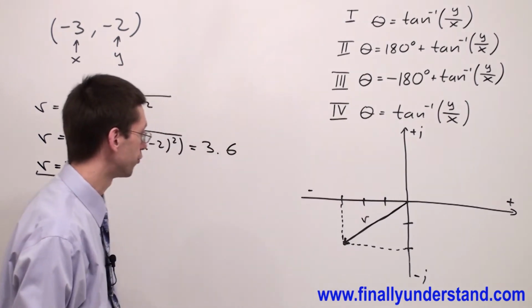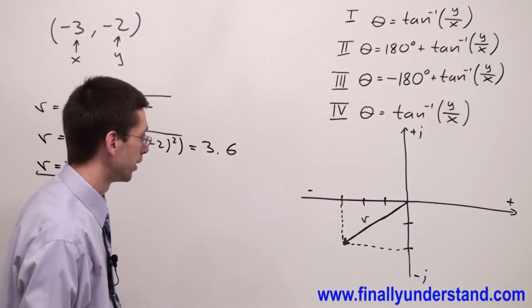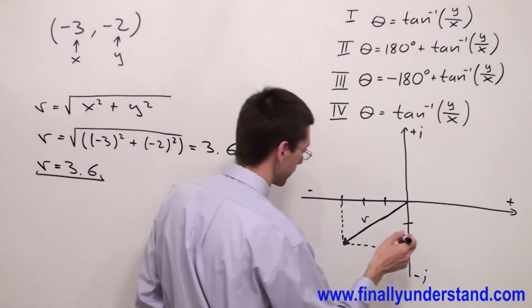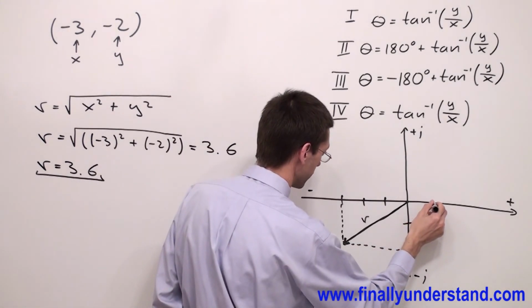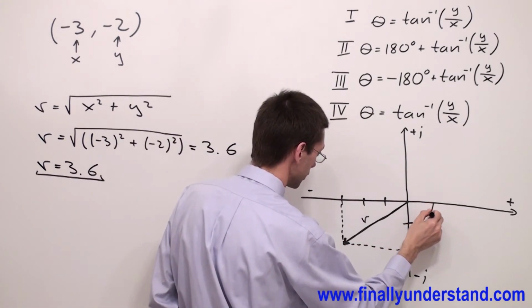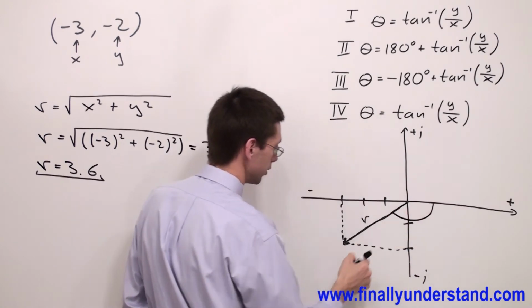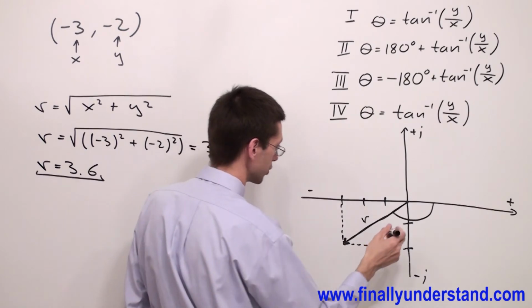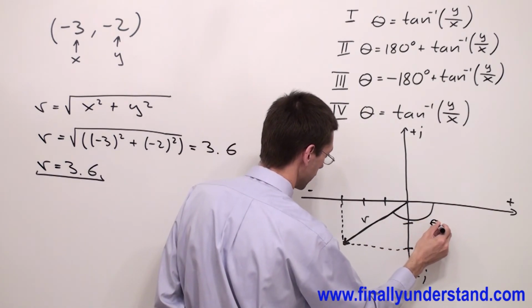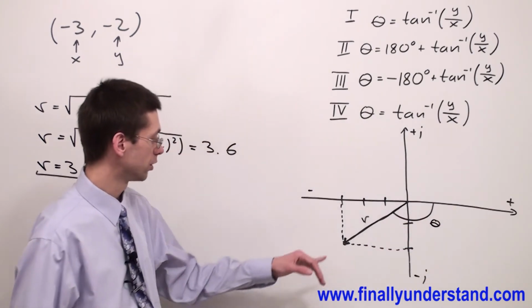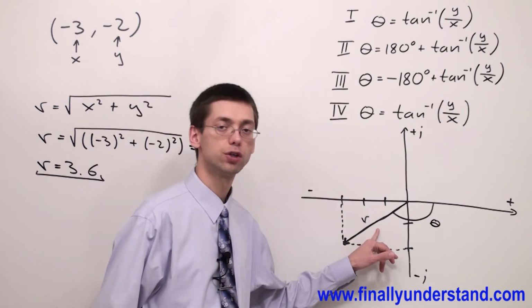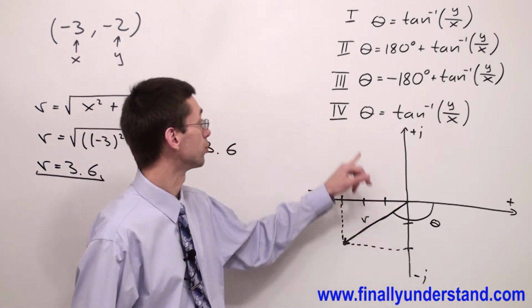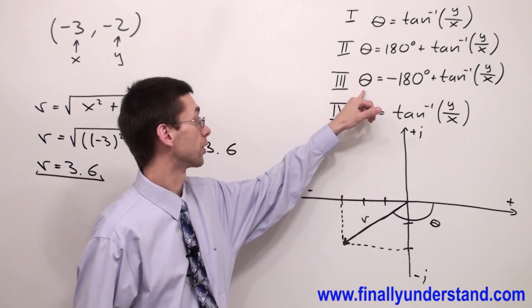Now we're supposed to find the angle theta. Angle theta is the angle of my phasor relative to the positive real axis. So this is my angle theta. Now, because my phasor is in the third quadrant, I'm supposed to use this formula.